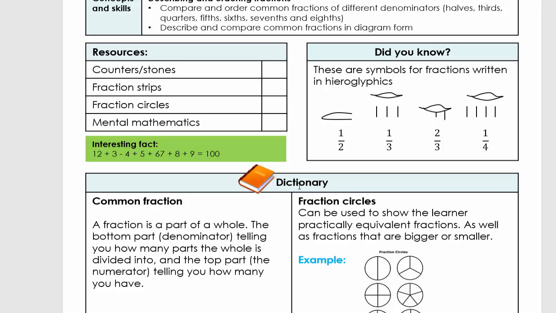And then the dictionary. Now the dictionary always has a word for understanding the concept a bit better. It's also to help you with your teaching of your child or your class at school. So pause here and read through these.